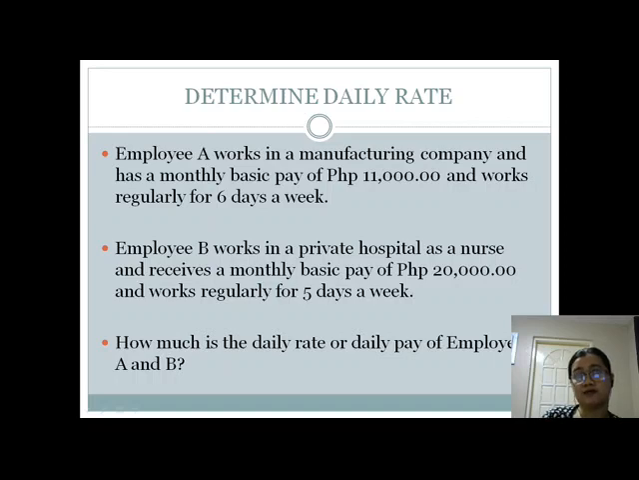So again, for the scheme that we need to use, it is the 261 factor. The employee A is 313 days, employee B is 261 factor. Based on that data, we would be able to know the daily rate or the daily pay of those two different employees.